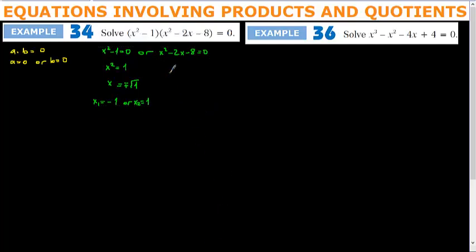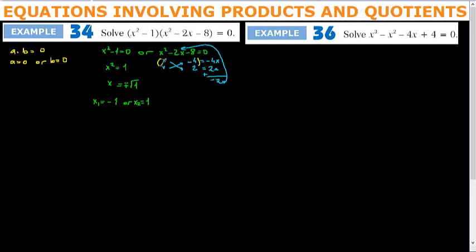X squared minus 2x minus 8 is equal to 0 means we can factorize this one. I can use this form, x here and minus 4 and plus 2, because minus 4 plus 2 makes minus 2, and minus 4 times 2 makes minus 8. So this is the true factorization. Cross multiplying, it's going to be minus 4x and 2x. The sum gives the middle term, minus 2x, so if it is minus 2x, which is the middle term here, then this factorization is true.